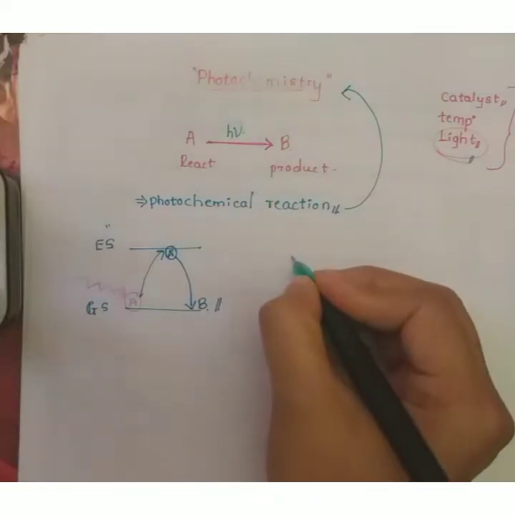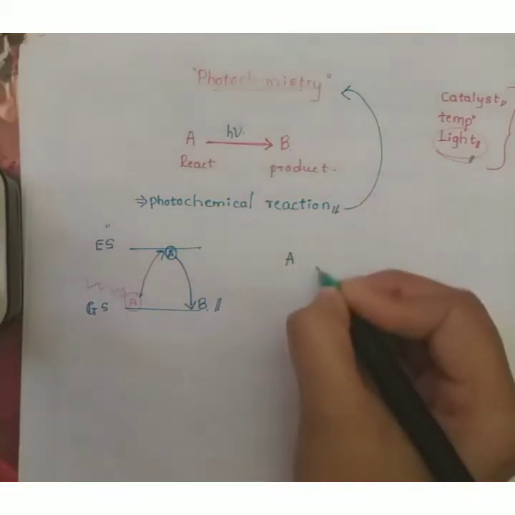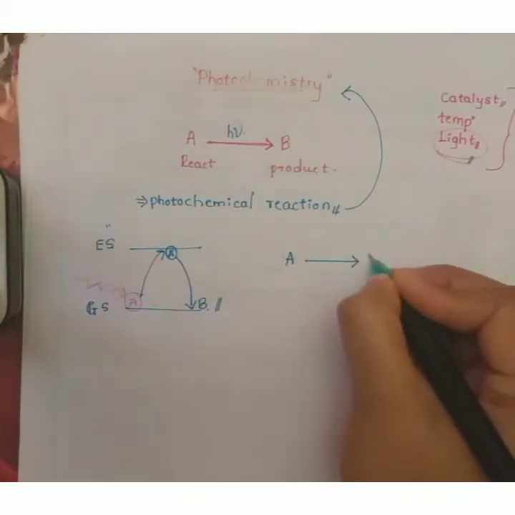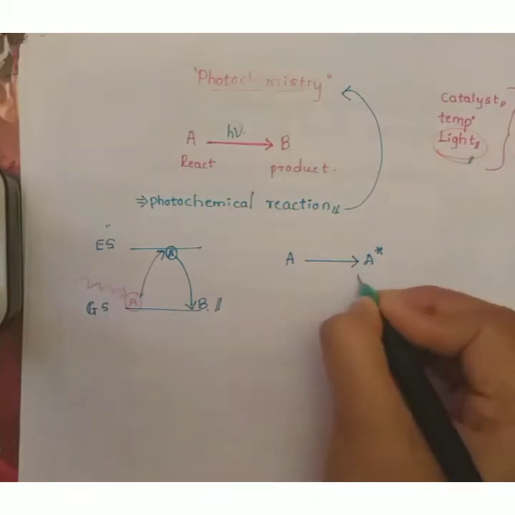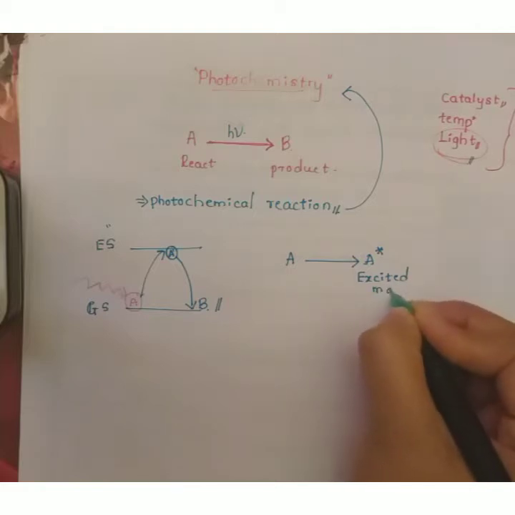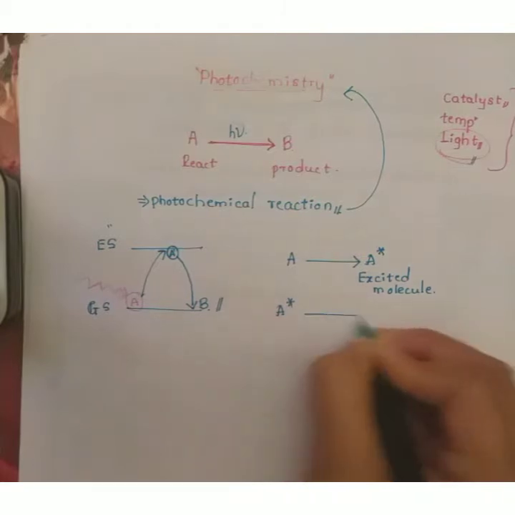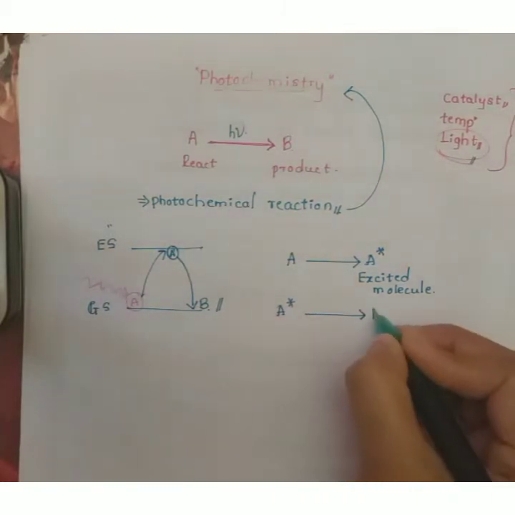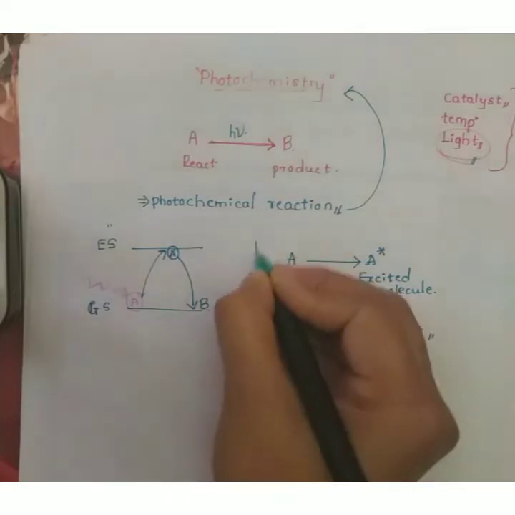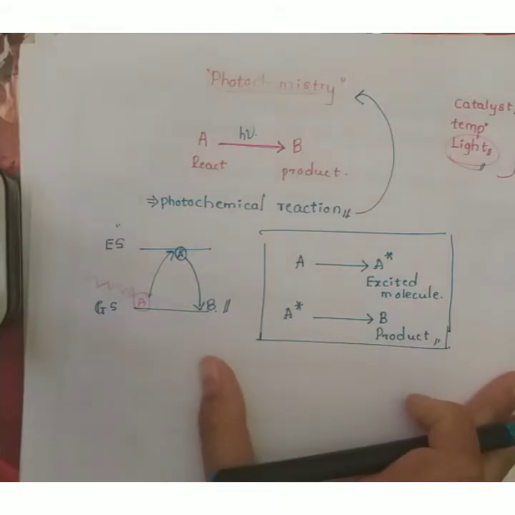The general way of writing this reaction is: a molecule absorbs radiations and goes to the excited state. This is an excited molecule. The excited molecule then further reacts to form a product. This is the general way of representing the chemical reactions that are carried out in the presence of light.